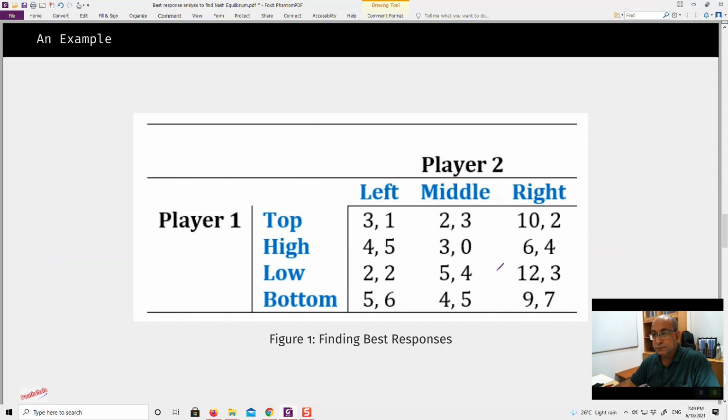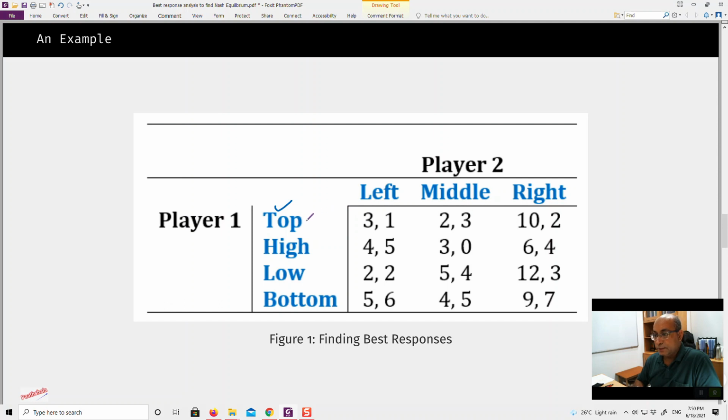So now let's see, this is a simple matrix form game where player 1 has 4 different actions, top, high, low, bottom, while player 2 has 3 actions, left, middle and right. So how do we find best response? You pick any one player first. Suppose that I pick player 1, and after that I fix one particular action of player 1, let's say top, and then see that when player 1 is playing top, what is the best response available to player 2 against top by player 1.